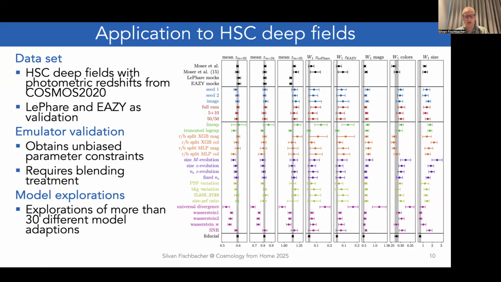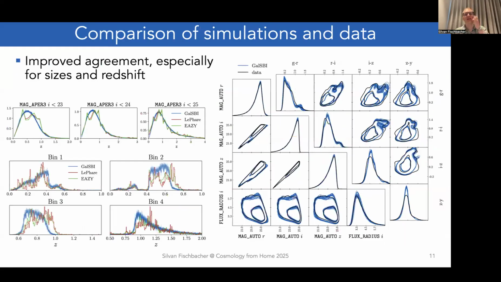The first thing that we had to do was to validate our emulator, the emulator going from the intrinsic catalog to the measured catalog, to check that it obtains unbiased parameter constraints, which it does. And then we could explore more than 30 different model adaptations, which you basically see here on the right in this image. So we could check the robustness of the model, but we could also test what kind of model adaptations potentially improve our diagnostics. After we defined a fiducial model, we then did the final comparison.